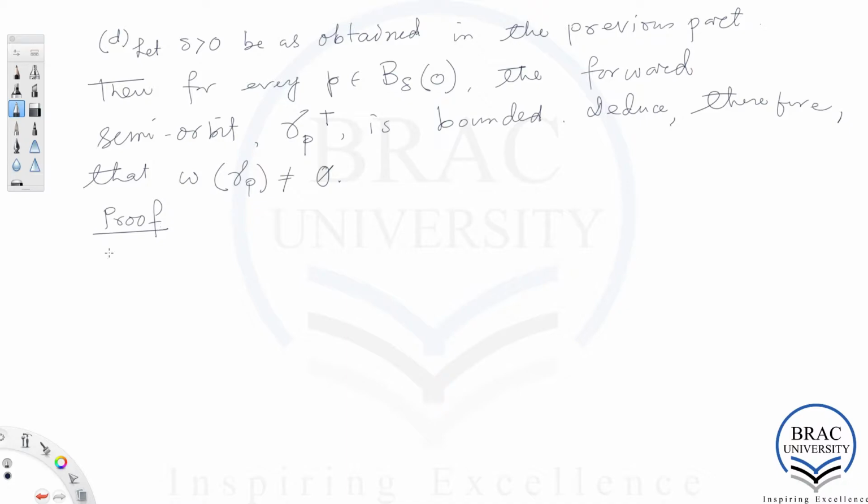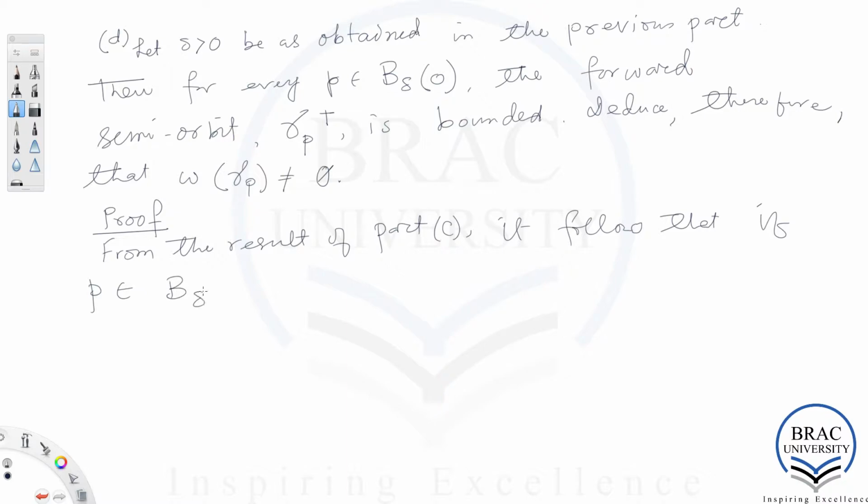From the result of the previous part, that is part C, it follows that if P is in this open ball of radius delta centered at 0, then UP of T is in the closure of this ball BR0 for all T in the maximal interval of existence intersected with the positive real line. This is equation number 13.